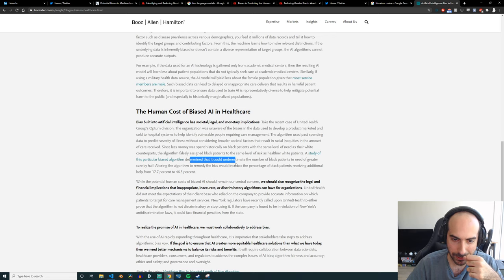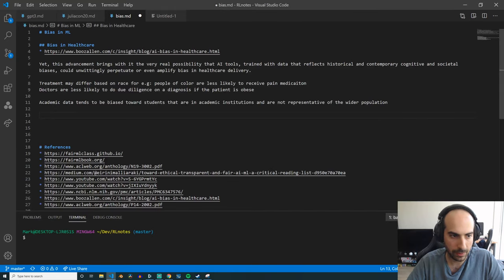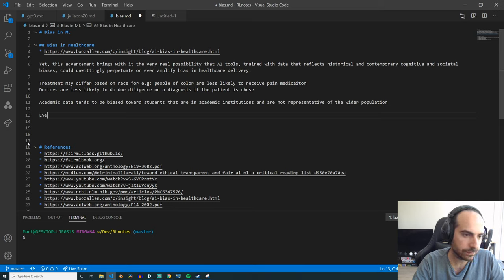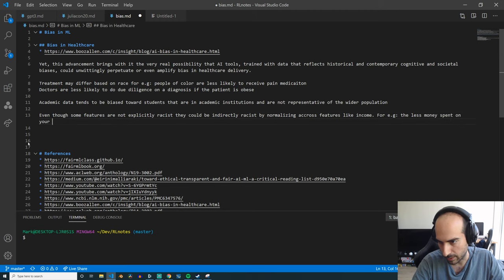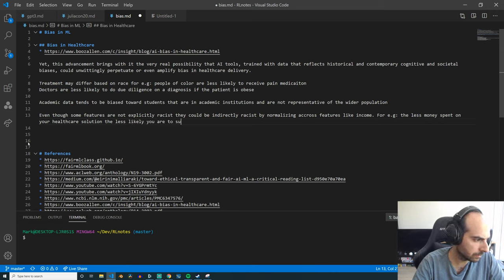So a study of this particular bias, okay, yeah, this is interesting. Even though some features are not explicitly racist, they could be indirectly racist by normalizing across features like income. For example, the less money spent on your healthcare solution, the less likely you are to survive.